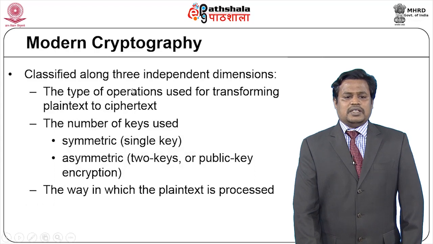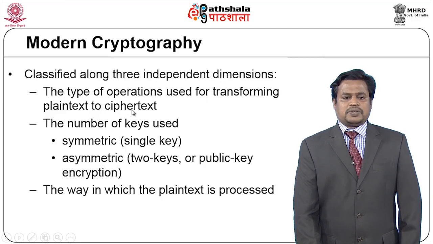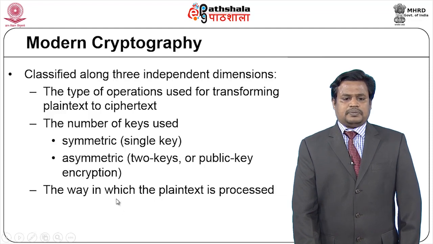Modern cryptography is classified along three independent dimensions. First, the type of operation used for transformation, that is how the plain text is transformed into the ciphertext. This is what we call the algorithm. Second, the number of keys used. The main thing here is the secret: the more secret we keep the key, the more secure it is. The number of keys used depends upon the kind of cryptographic algorithm we use. For example, a symmetric key algorithm uses only a single key, while in asymmetric key, or public key encryption, there are two keys. Third, the way in which the plain text is processed.